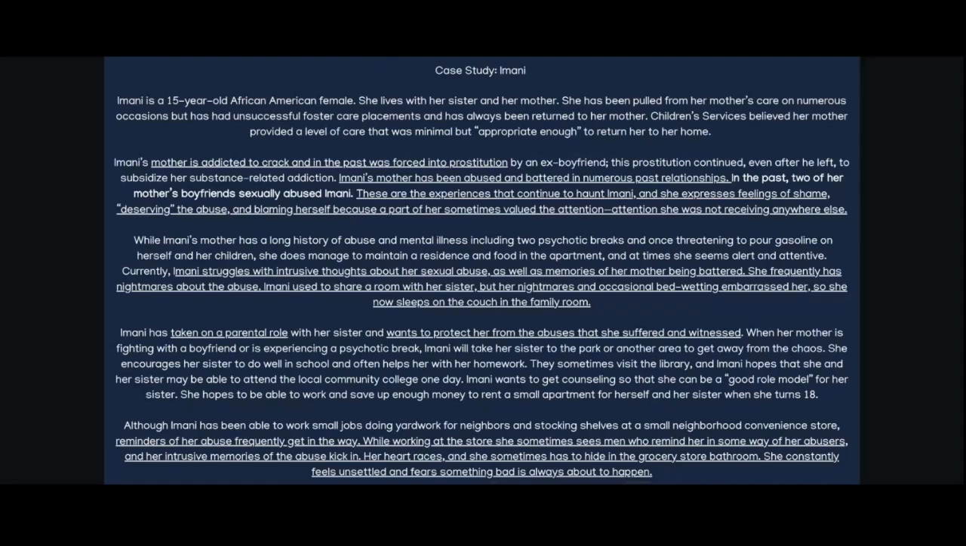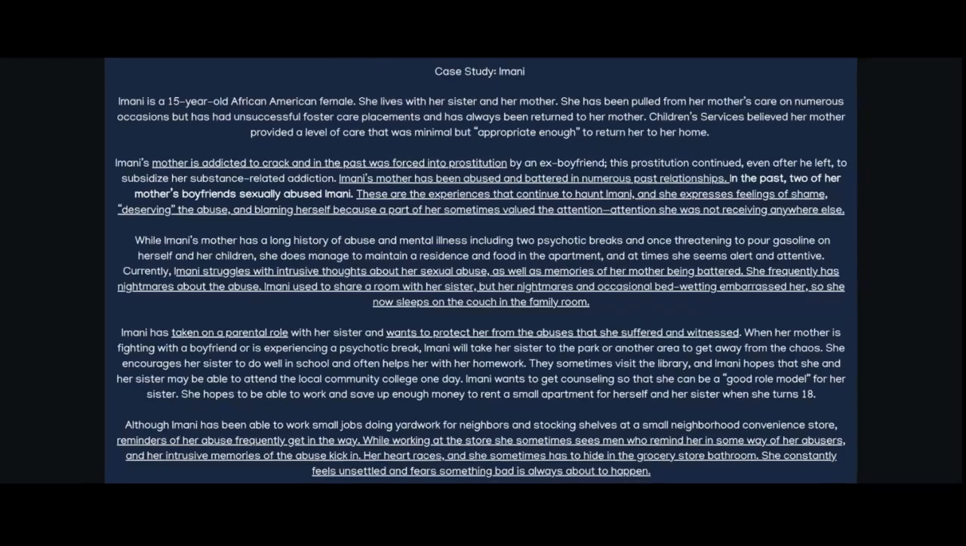So Amani, what took me down this rabbit hole was Amani wanting to protect her sister from the abuses that she suffered and witnessed. And we also see in the last paragraph that the reminders of the abuse frequently get in the way. So that's again going back to unwanted, distressing memories. And then seeing men who remind her in some way of her abusers, her intrusive memories of the abuse start to kick in. And so that's the exposure to the trauma that is coming out and that is affecting her. So, emotional distress after exposure to traumatic reminders.